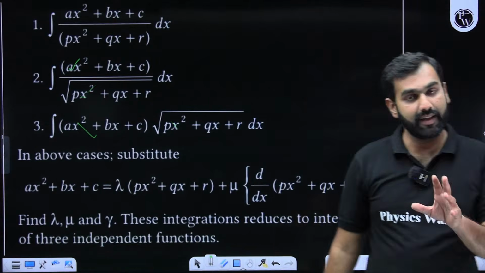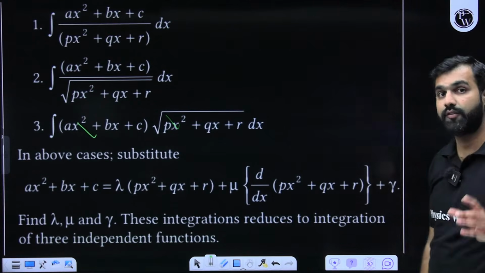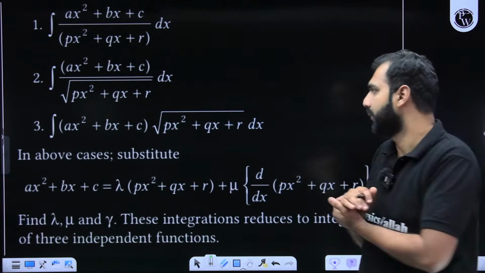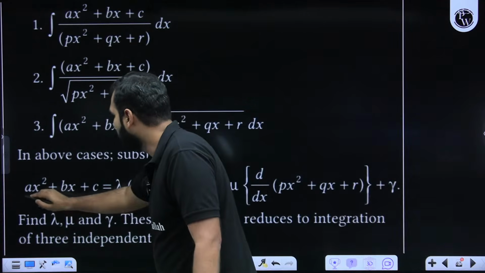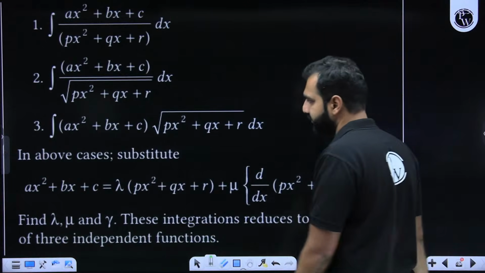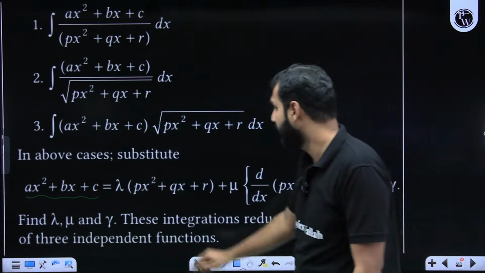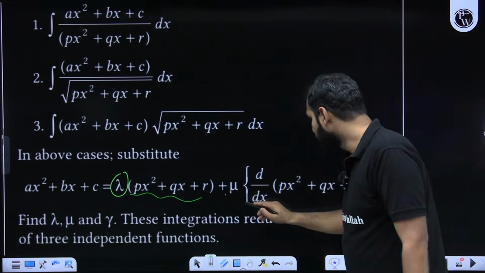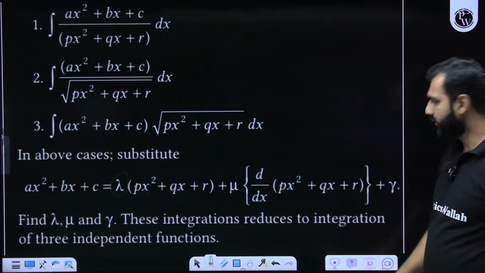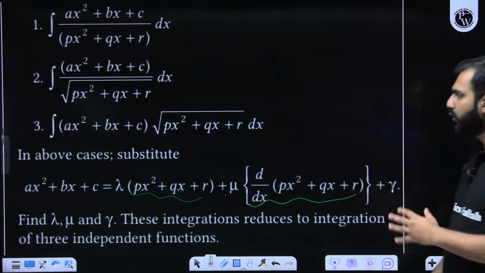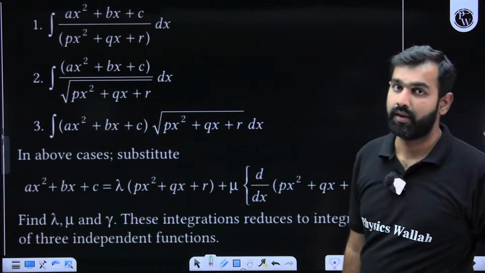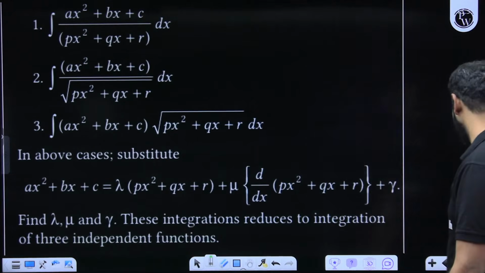There again, the way we have followed the method for linear into quadratic, that approach will apply here. What do I mean by that? The quadratic which I'm seeing in the numerator should be replaced by lambda times the quadratic in the denominator plus mu times the derivative of the denominator plus gamma. When you do that, you will see the answer coming within seconds if you know the formulae of integration.